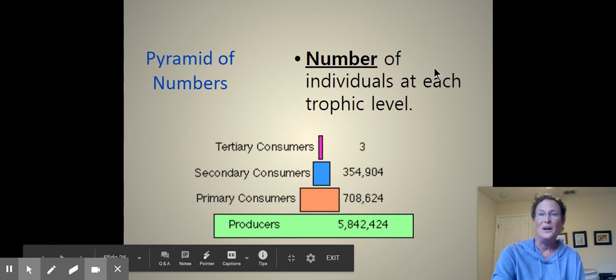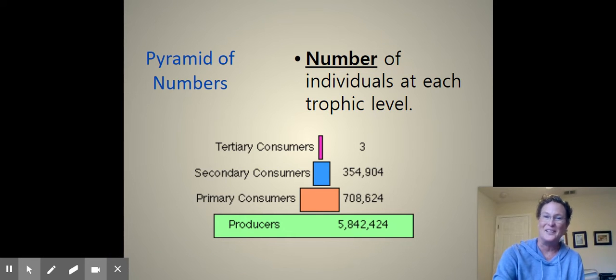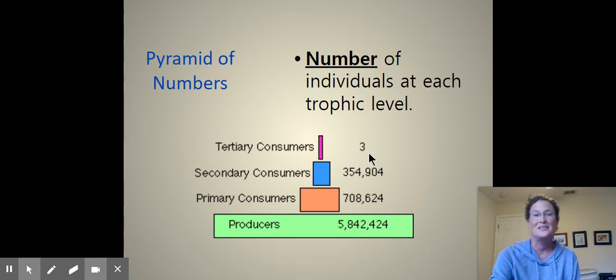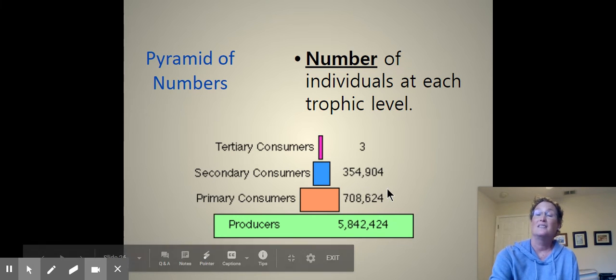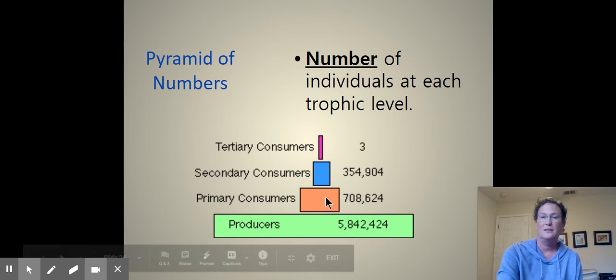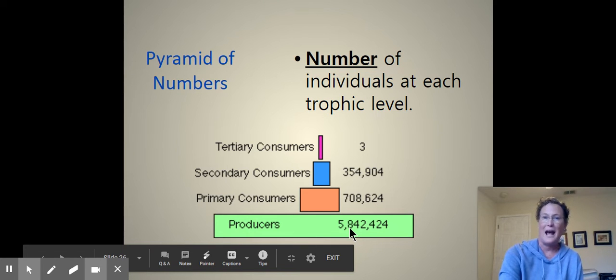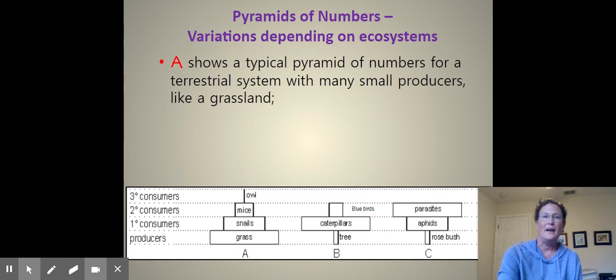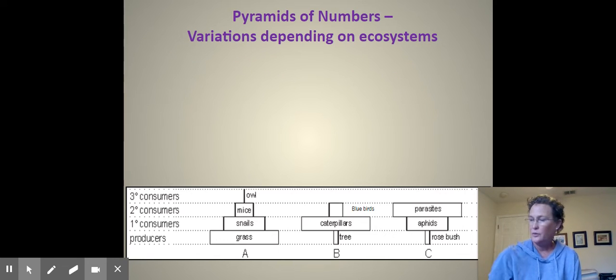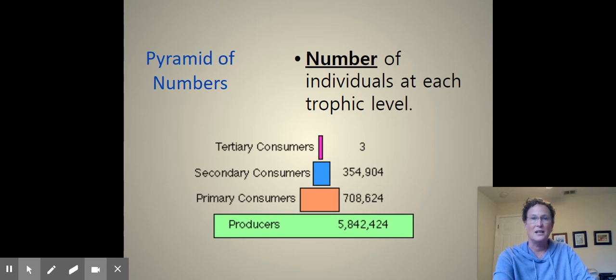All right, so it's the number of individuals at each trophic level. So see, there's only 3 tertiary consumers, but there's 300,000 secondary consumers, right? And then the most producers. It has to be this way. Okay, so you have your pyramids of numbers on page 20. And so you're supposed to say what the different pyramids show. So look at those and just kind of try to figure it out a little bit, and then I'll tell you what you should write down.